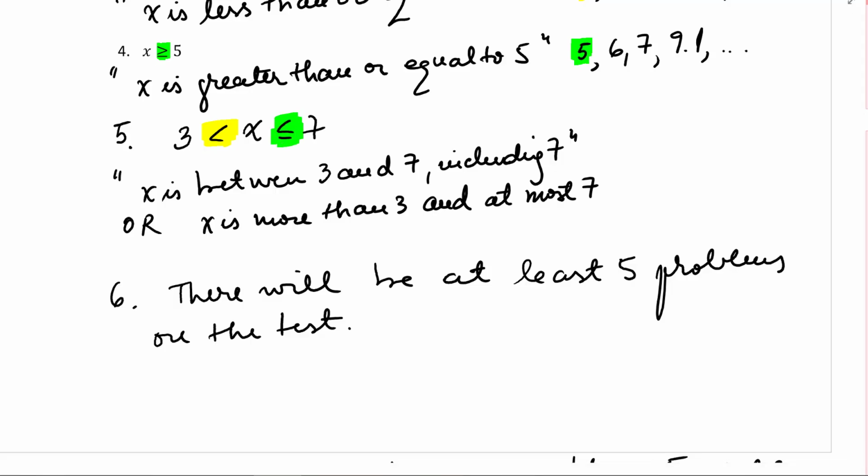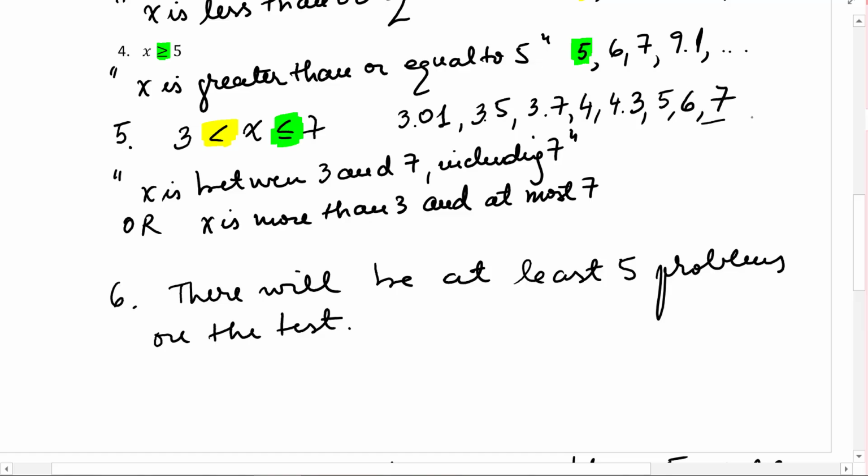So a few numbers here, I can say, well, greater than 3 would be, let's say, 3.01 if I want. And then I can say 3.5 or 3.7 and 4 and 4.3 and 5 and 6 and 7. 7 is included, but 3 was not included. I can actually put 3 and cross it out. So you can see how the 3 was not included, but 7 was included. And these symbols are the key symbols that are telling me which one to include and which one not to include.